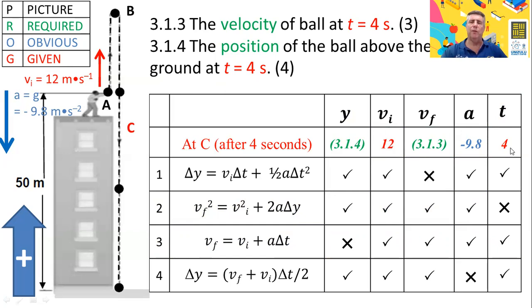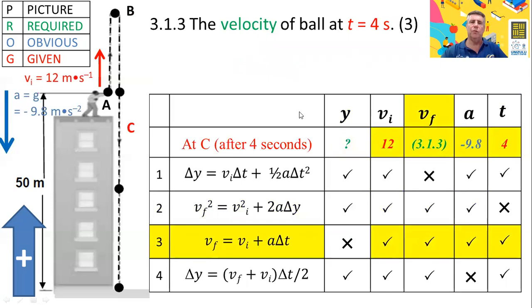We can now fill in the time of 4 seconds, which is given. Initial velocity is still 12. Acceleration is still minus 9.8. Once again, these figures will help us to choose the correct equation. Let's do it one at a time. 313 asks for the velocity of the ball at t equals 4 seconds. So we're looking for the final velocity. That's what is required. What is given is initial velocity and time, and what is obvious is acceleration.